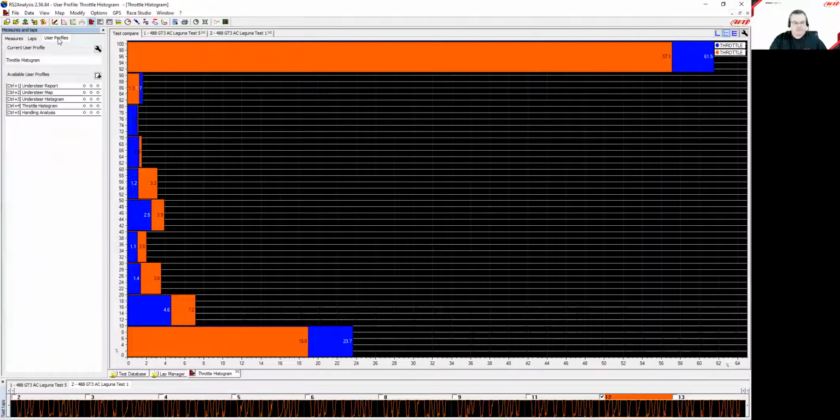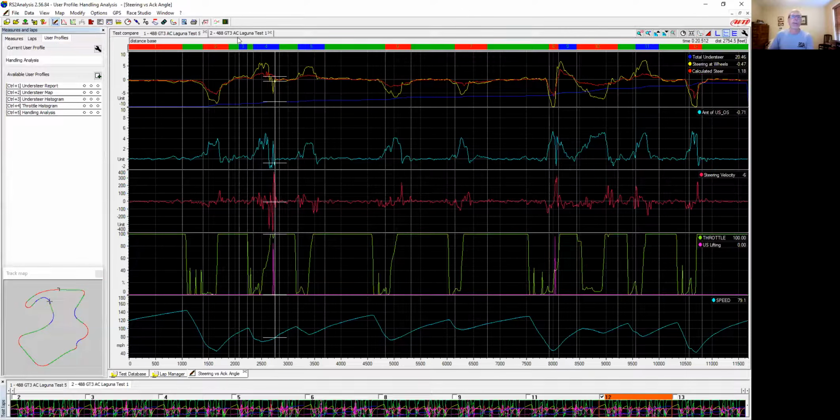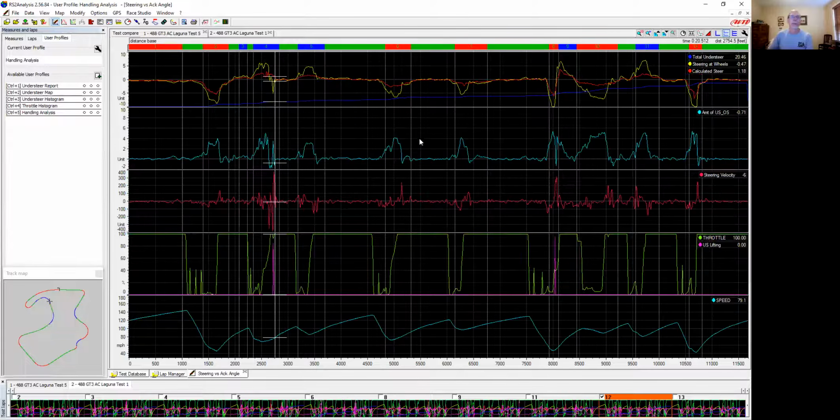Exactly. Perfect. Handling analysis, again, we'll focus in on the lifting. So this was the initial test, and this is the final test. So just 2 lifts due to feeling the understeer in that case. Perfect. I think you're ending at about the right time.